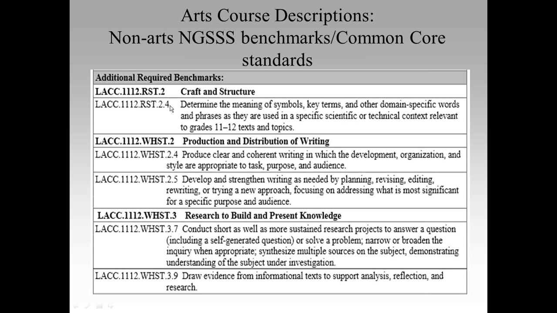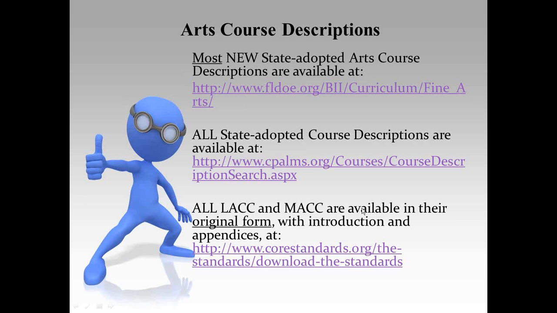It's in a second cluster, and it's the fourth standard. Again, history, science, technology, production and distribution of writing, and produce clear and coherent writing. And again, within there, we've got standards 4 and 5. And again, research to build and present knowledge, again, within history, science, and technology. So these would be assessed using language arts assessment test items. And these would be assessed along with the arts benchmarks. Okay, so here's some places to get some information for yourselves.